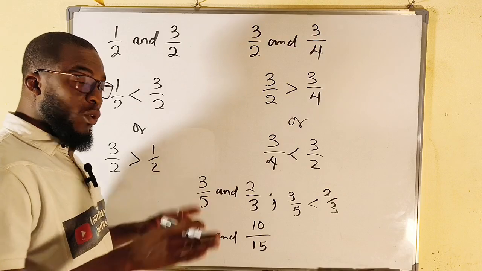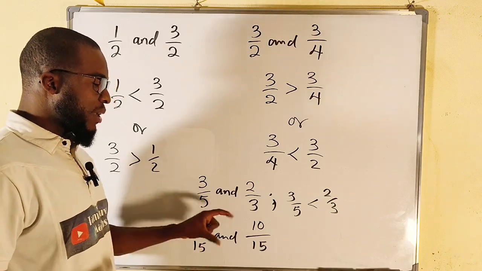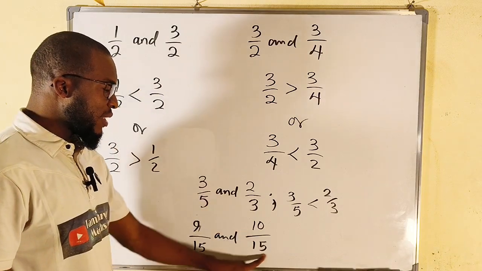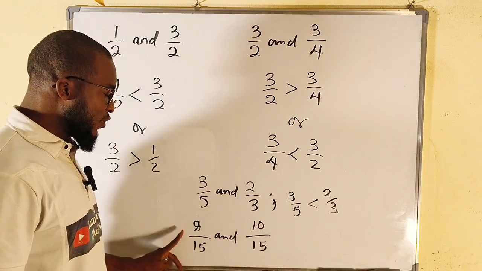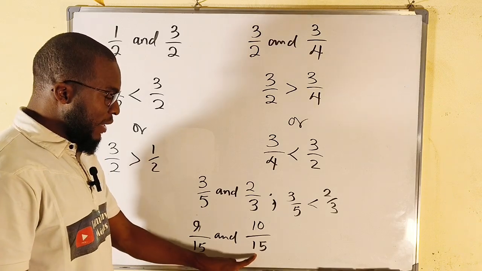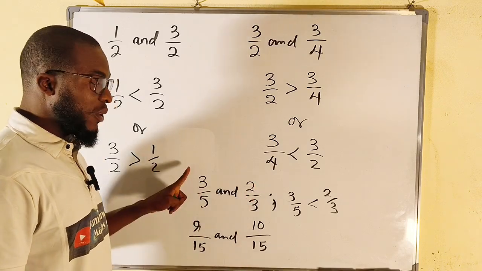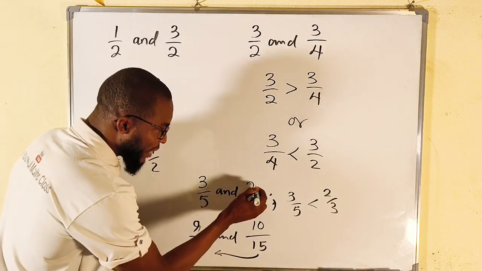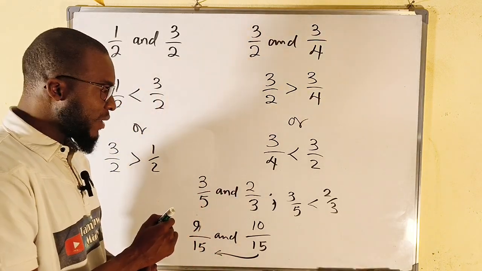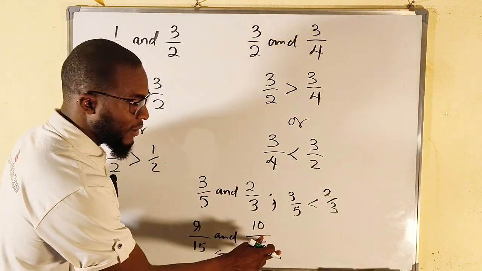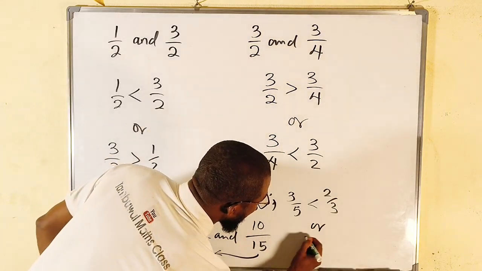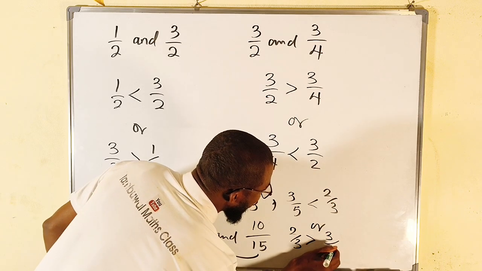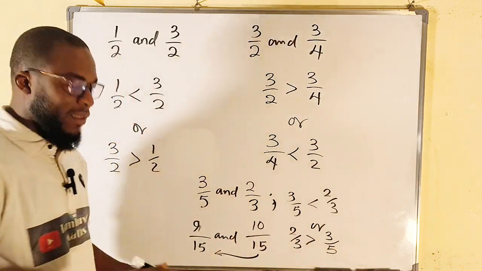So once the denominators are the same, then you should pick the fraction with the greater numerator, which is this one. So this one is greater than this one, which means this is less than this. And this is equivalent to this, while this is equivalent to this. So since this one is greater than this one, it implies this is greater than this, right? Or you can say that this is less than that. You can write it, 2 over 3 greater than 3 over 5, something like this.